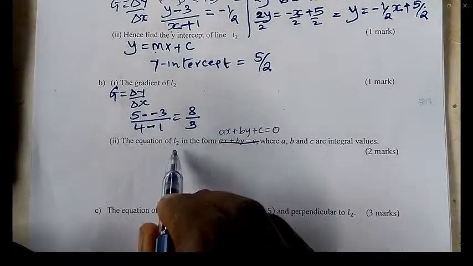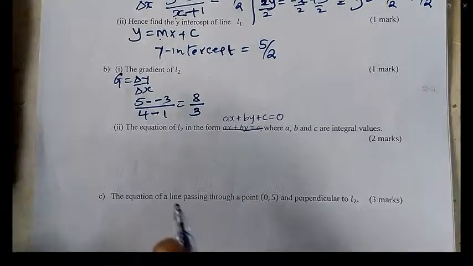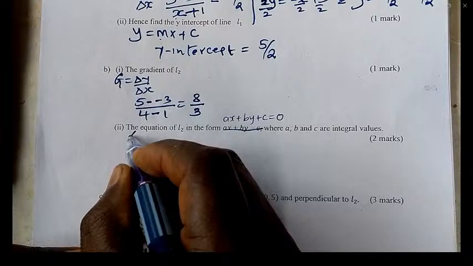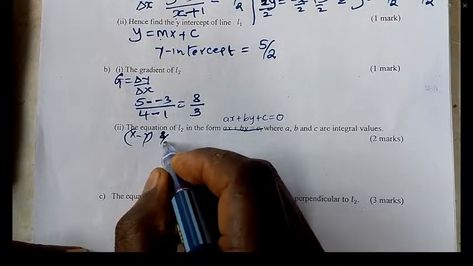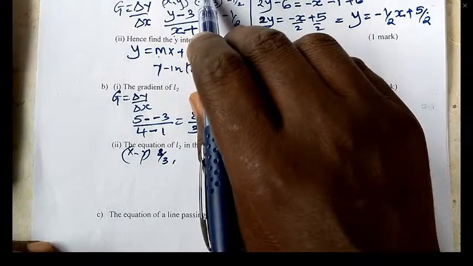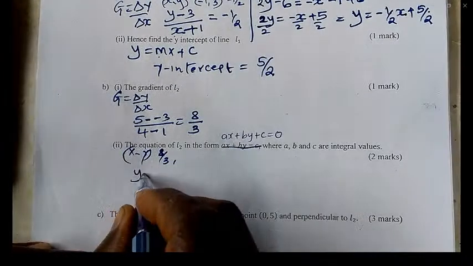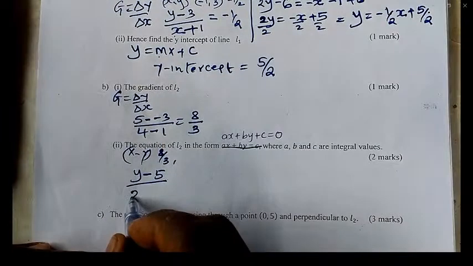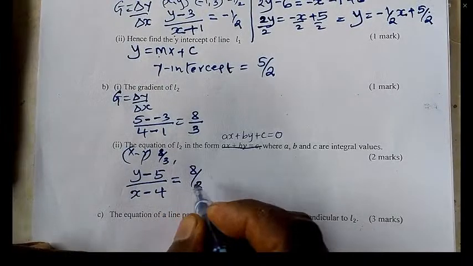The equation of L2 in the form of this. We want to find the gradient, then the equation. So we take the general point (x, y), and the gradient is 8/3. Then we take one of the points, either this or this, it depends on which you choose. Let us take the second one. So we say (y - 5) divided by (x - 4) equal to 8/3, which is the gradient.